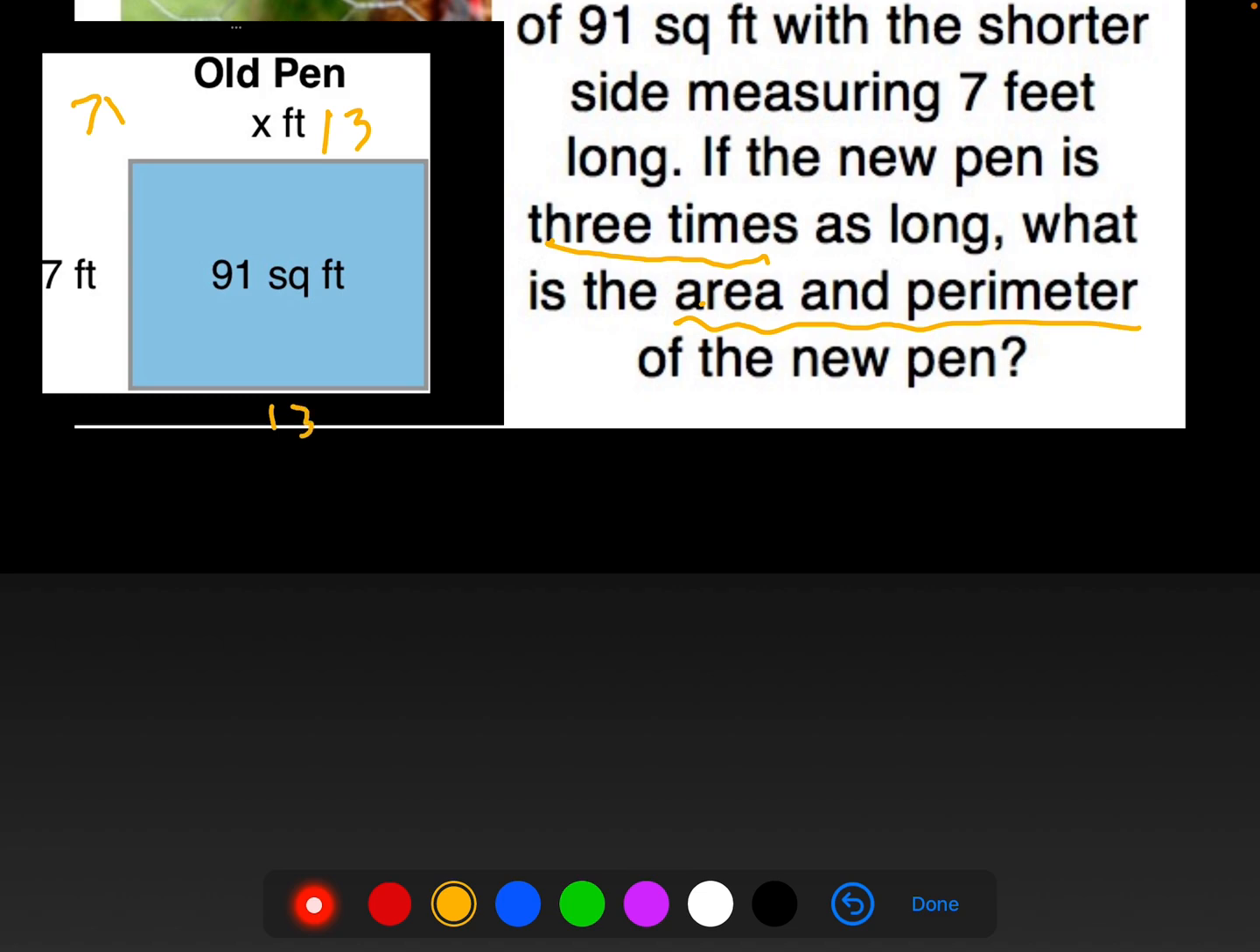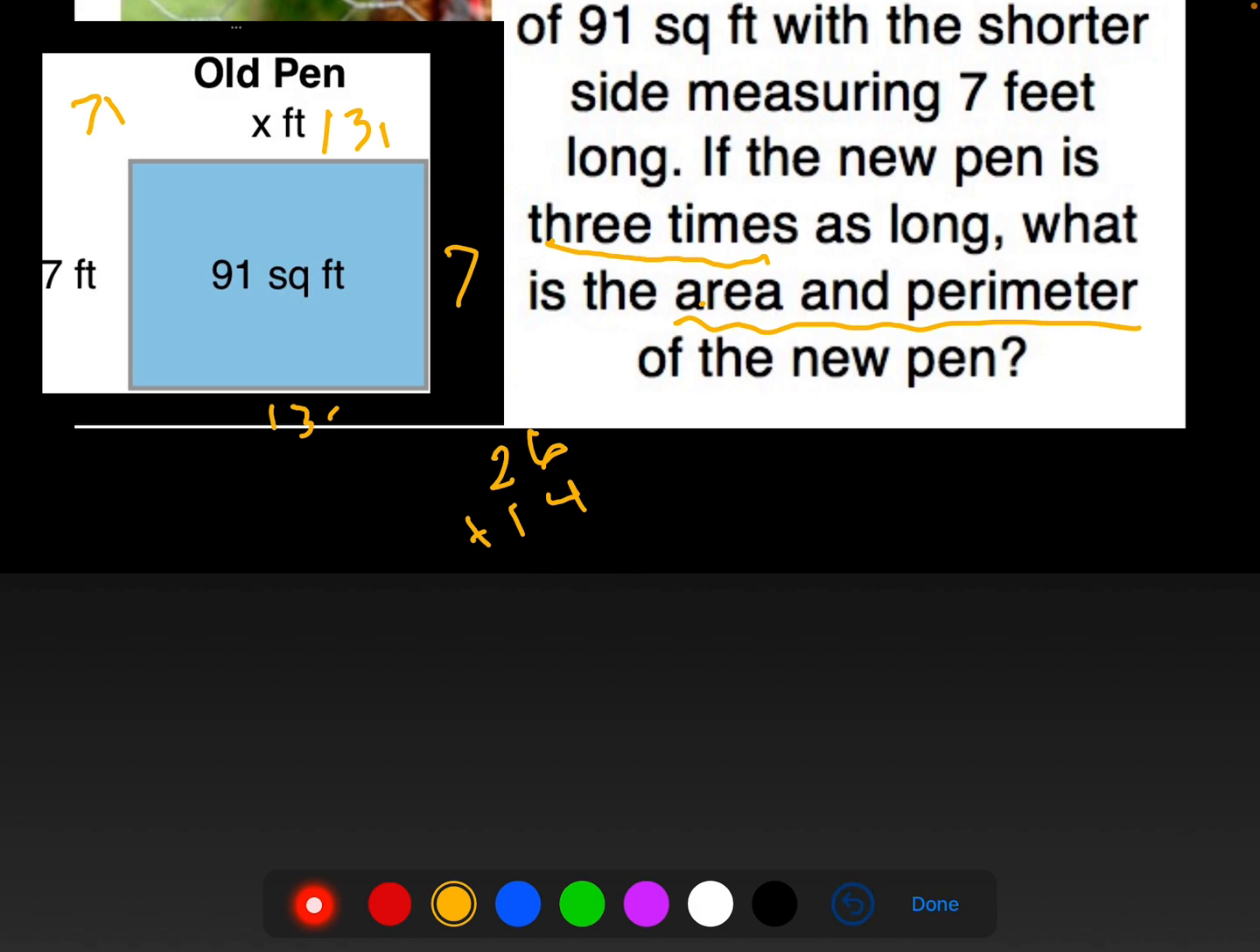Now, a couple of things I need to do. I need to know the perimeter, but remember, it's 3 times as long. What I'm going to do is add these first. 13 and 13 is 26. 7 and 7 is 14. Add them up. I've got 26 plus 14, so 4 plus 6 is 10. 2 plus 1 plus 1 is 4. So I've got 40 feet.